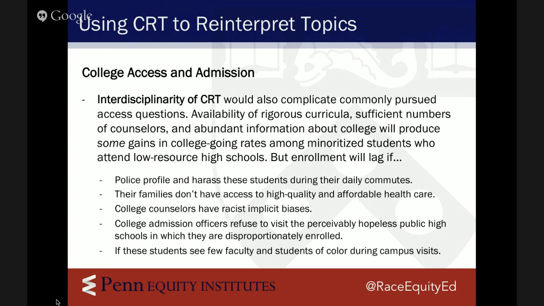So the point here is that it's not just one thing, right? It is a convergence of forces and factors that help explain why we see such sluggish enrollment and matriculation and access patterns for students of color.